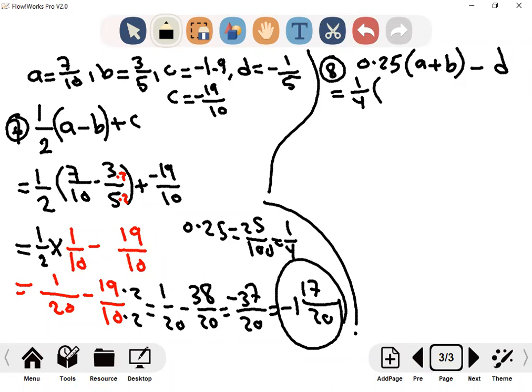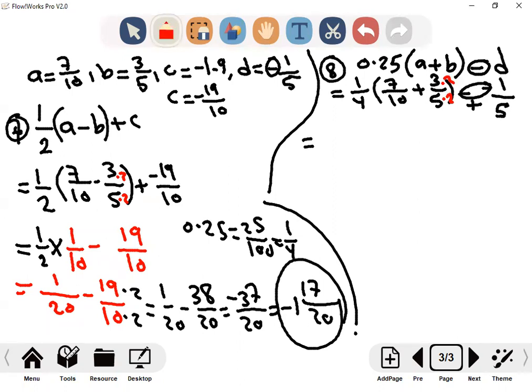Bracket, inside the bracket A, which is 7 over 10, plus B, which is 3 over 5, minus D. How much is D? Look at the board. How many minuses do I have? One, two. One from the question and one from the number itself, right? So it will be minus D, which is plus D. So these two minuses, I will make them plus.